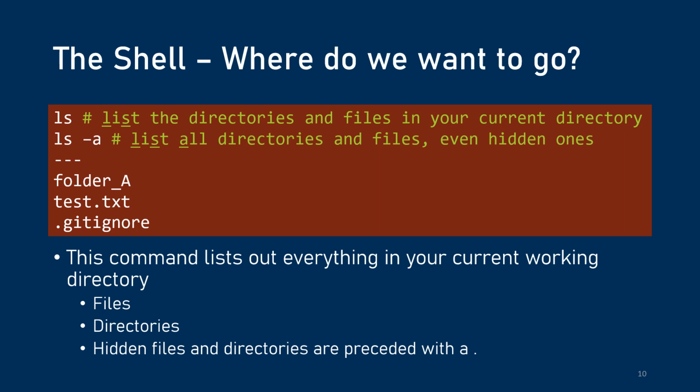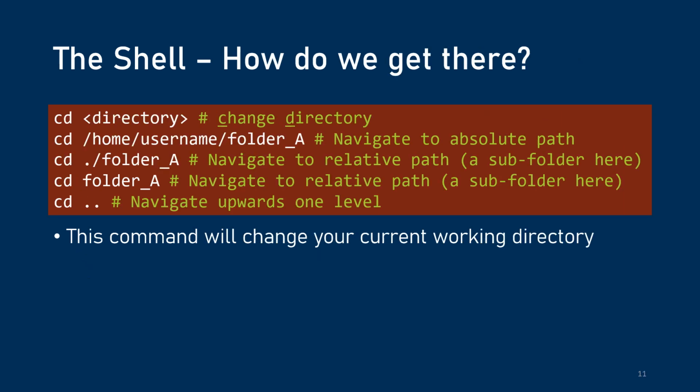So say, for example, you've got a folder. When typing ls, you'll see folder A and then this test.txt text file. But you won't see .gitignore because it's preceded with a dot, meaning it's private or hidden. When you do ls -a, those hidden files will become apparent to you. So try it out on your own system, see how it works.